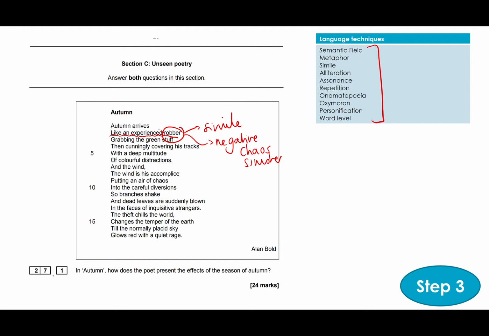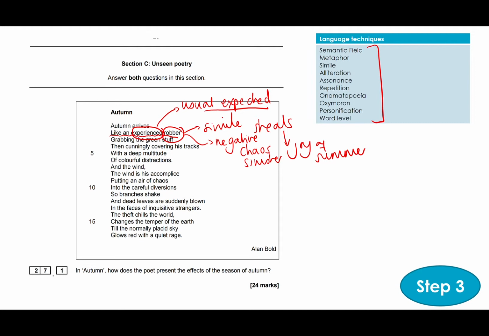Okay, but that word experience is quite interesting. It's someone that has done it before. Someone that has got experience in something is quite usual. It's expected. So I'm thinking about autumn. Actually, maybe this is showing that autumn maybe steals, or could autumn steal? It could steal the joy of summer. But it's an experienced robber, which means it's maybe expected.